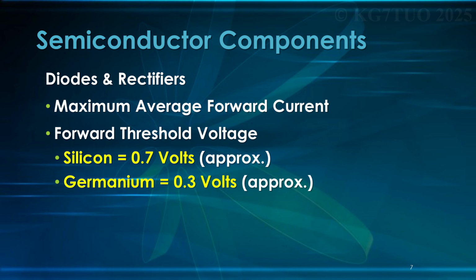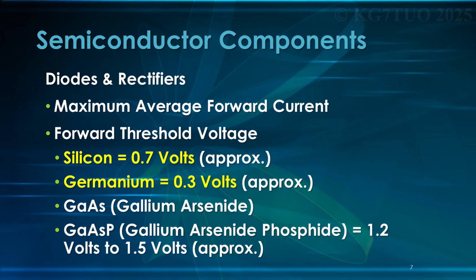So this would be on the test. Silicon 0.7, germanium 0.3. Gallium arsenide is another one, and gallium arsenide phosphide. And it's 1.2 to 1.5 volts approximately, but they're not on the test, so don't worry about it. And you will rarely see them. Are they expensive? Yes. That's why.